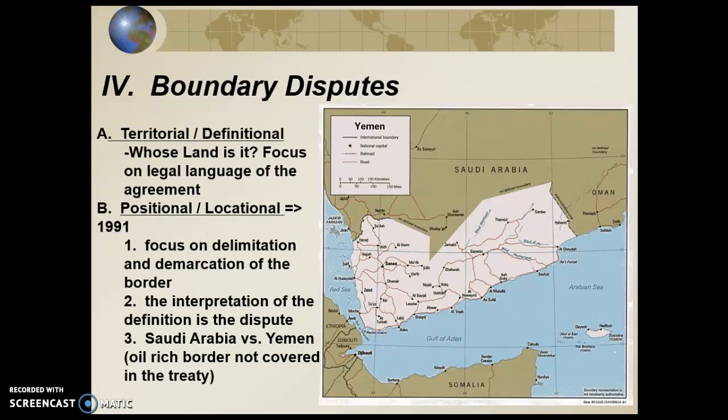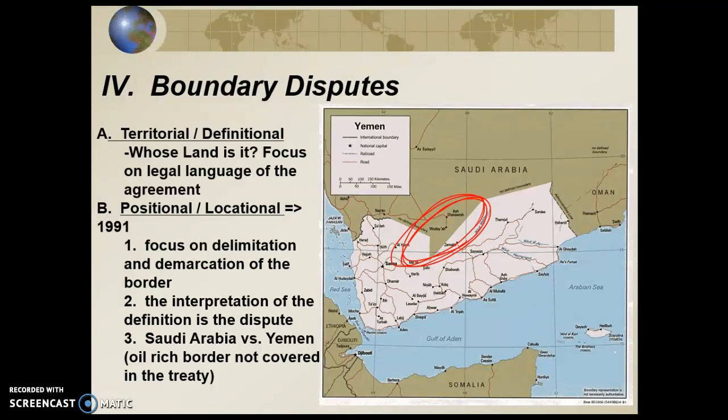Boundary disputes are very, very common. When we talk about the conflict of states, a lot of it has to do with boundaries. And they could be territorial, definitional, or they could be positional, locational. So if we talk about Yemen, there is a serious boundary dispute here between Saudi Arabia and Yemen. Why? Well, because there are resources there. Oh, surprise. Oil. So, there's a strange sort of boundary here, and Yemen claims their boundary should go here. Saudi Arabia claims it should go in there. And the oil-rich border hasn't been determined yet.